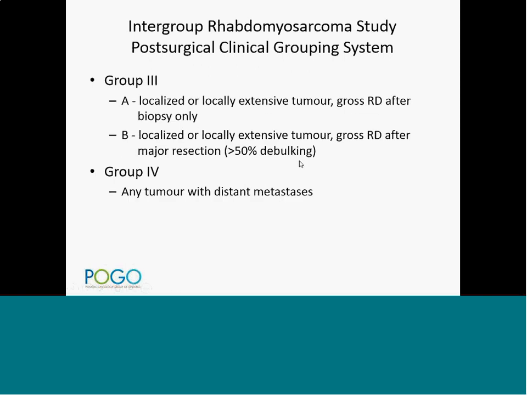Group 3A are those tumors where you've received a biopsy. I don't think I've ever grouped or staged a biopsy practice. And 3B would be those resections where they're essentially debulking only. And group 4 are those tumors with distant metastases.